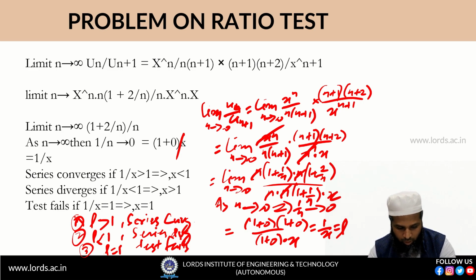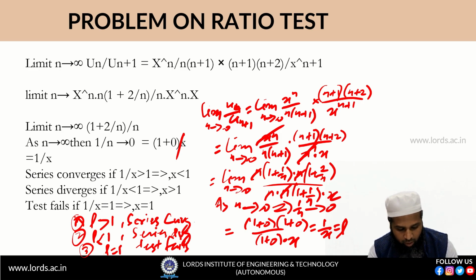Here, because L is 1 by x, the series converges if 1 by x is greater than 1. If we cross multiply, 1 by x greater than 1 means x is less than 1, and then the series converges. If 1 by x is less than 1, that implies x is greater than 1, and the nature of the series is that it diverges.